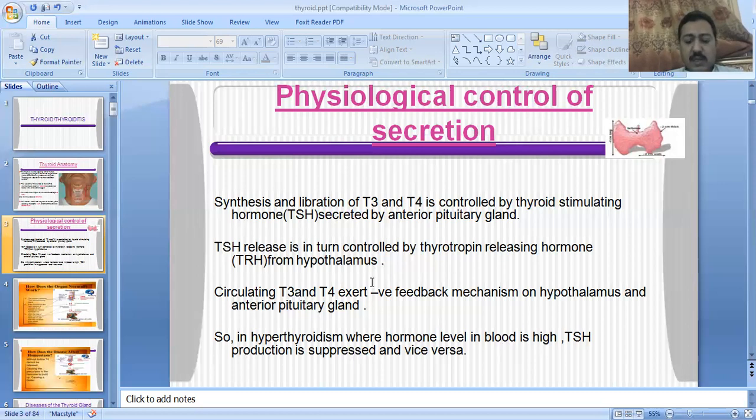But in cases when the T3 and T4 level is low in the body, then through the positive feedback mechanism, it gives signals to the hypothalamus to release the thyrotropin releasing hormone. TRH acts on the pituitary gland, which releases the thyroid stimulating hormone, and the thyroid stimulating hormone acts on the thyroid gland to produce the thyroid hormones T3 and T4, which are needed for the body. So this was the normal physiology of the thyroid gland.